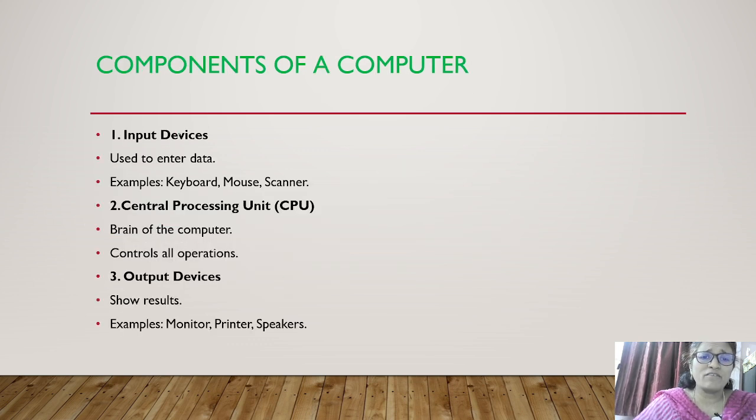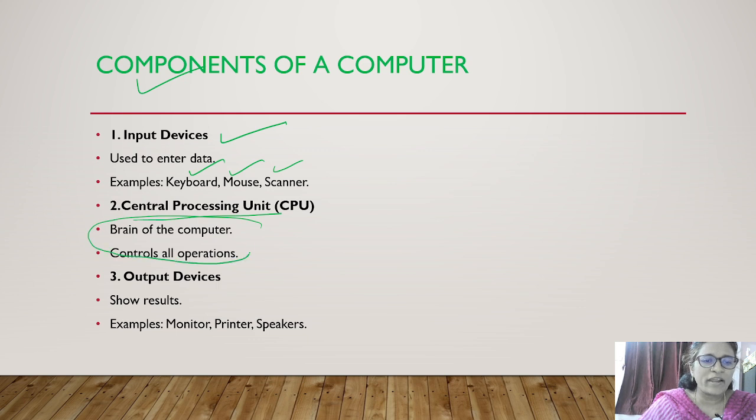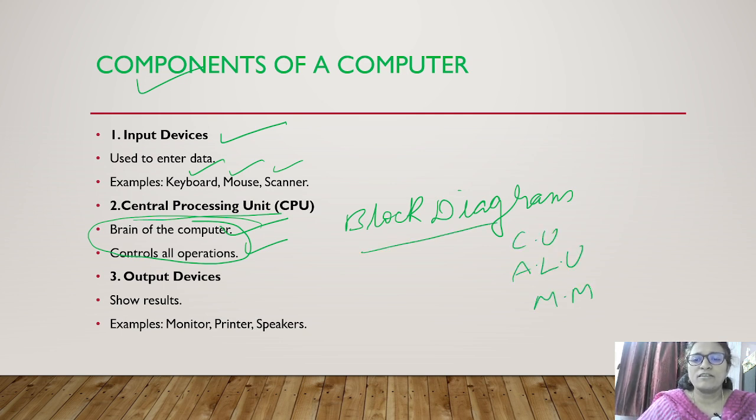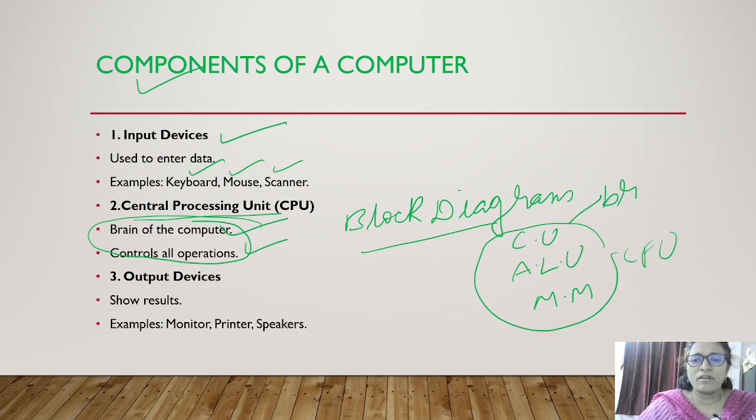What are the components of a computer? It has input devices, like I already told, keyboard, mouse, scanner. The central processing unit is also called the brain of the computer, right? We have already seen the block diagram. The CPU has the control unit, arithmetic logic unit, and memory unit. All these are nothing but the CPU. This is the brain of the computer, because everything will be done here.